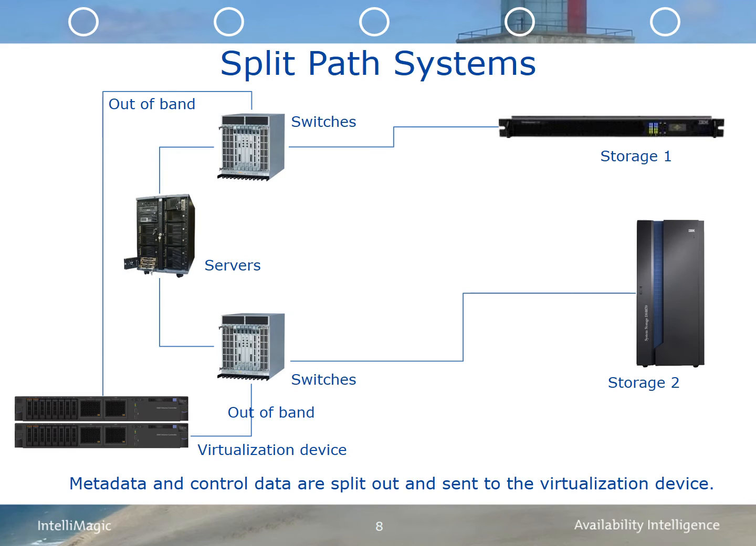With the split path system, the metadata and control data are split out of the path to be processed by the specialized and intelligent device. The architecture relies on intelligent switches that split out the workload from the control data. The advantage is that the load between the virtualization appliances and the storage and host ports does not contain the overhead of the management data. The disadvantage is that the solution is more complicated architecturally.